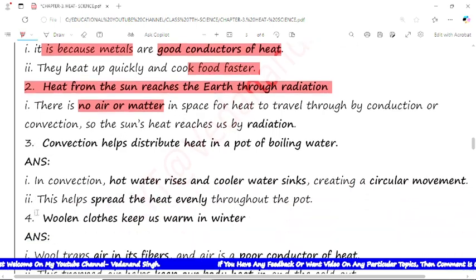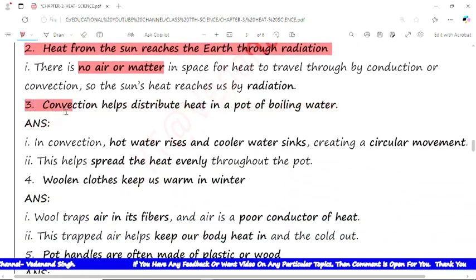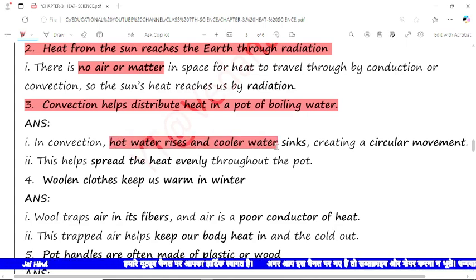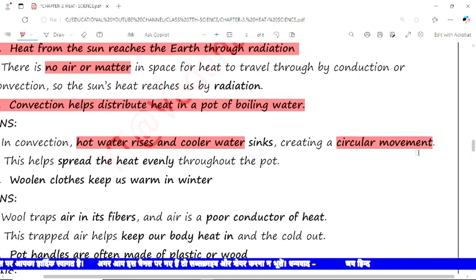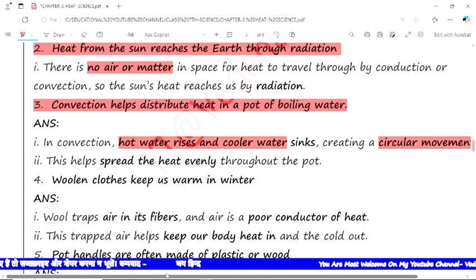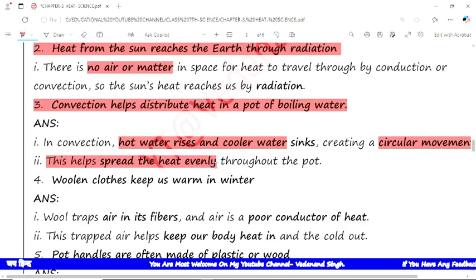Now the third question is convection helps distribute heat in a pot of boiling water. The answer is in convection, hot water rises and cold water sinks, creating a circular movement inside it. And the next point is this helps spread the heat evenly throughout the pot.